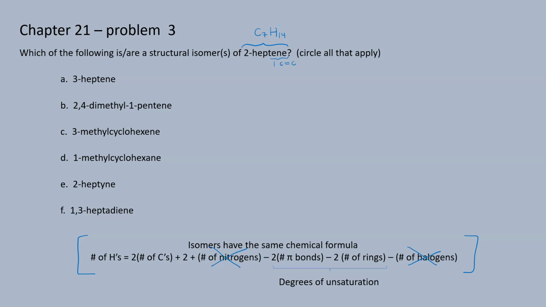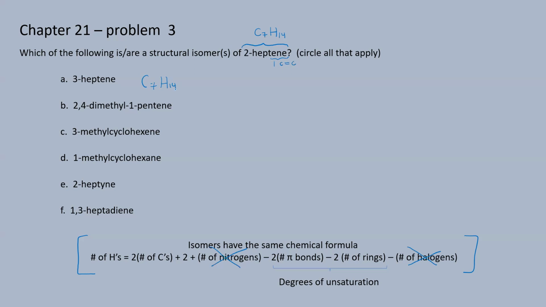Now, 3-heptene, I don't think you need to do the work to know that it should also have the same chemical formula, because the only difference between 2-heptene and 3-heptene is the location of the double bond.